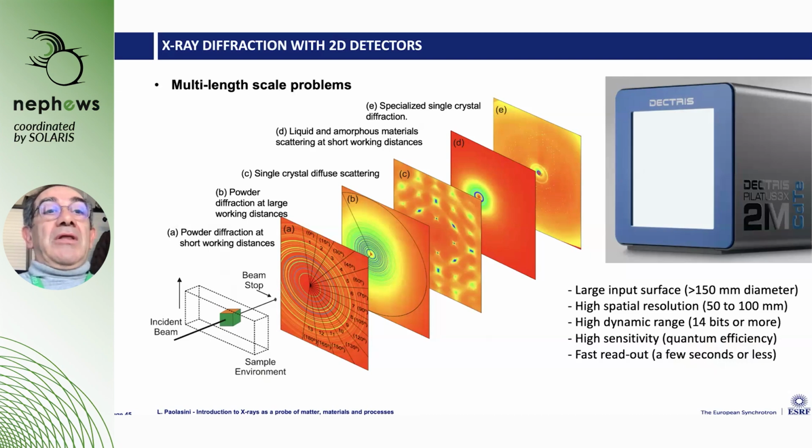Today, at the synchrotron, it is more popular to do diffraction with a 2D detector, which has a very large input surface, very high spatial resolution, high dynamic range, high sensitivity, and can have a very fast readout. Putting the bidimensional detector at a different distance with respect to the sample opens the possibility to study small angle scattering for liquid or amorphous material, or specialized single crystal diffraction, or very close, for example, to measure powder diffraction at a short working distance.